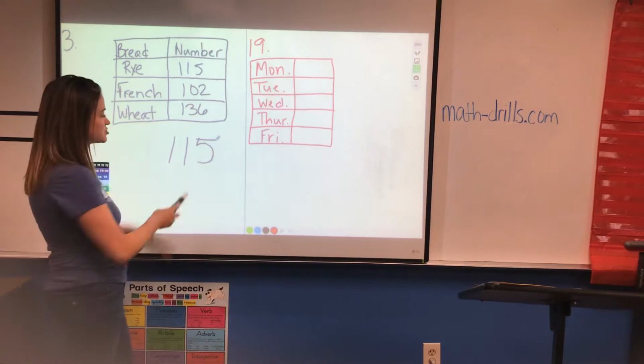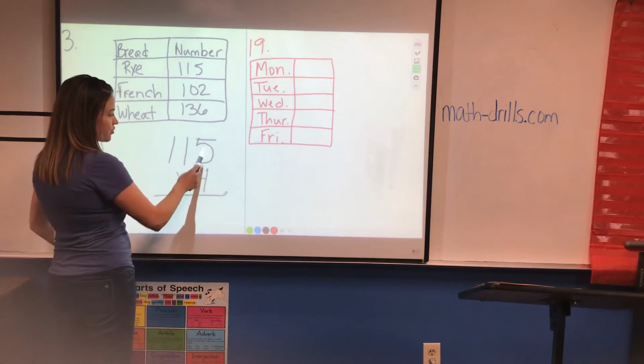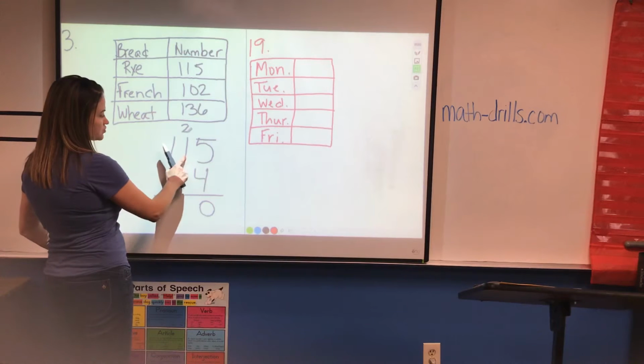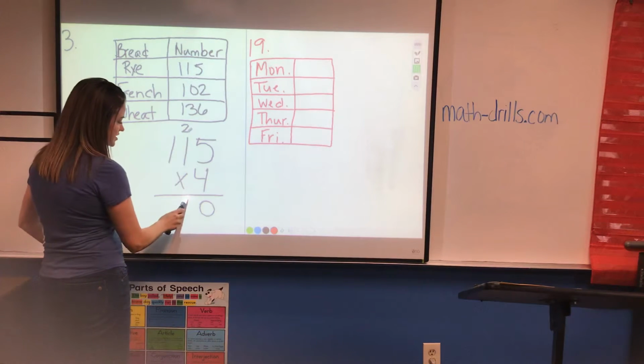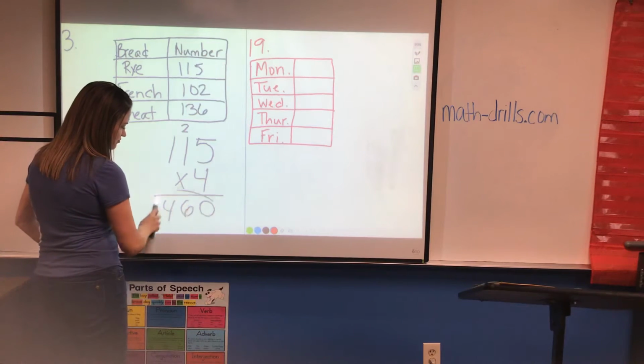So you would simply multiply your number 115 times 4. So 4 times 5 is 20, carry your 2. 4 times 1 is 4, plus the 2 is 6. And 4 times 1 is 4. So your answer would be 460.